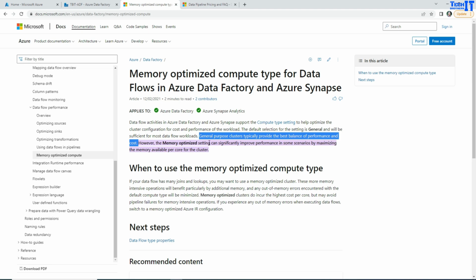However, the memory optimized setting can significantly improve performance in some scenarios by maximizing the memory available per core for the cluster. So it means that if you are using more memory, and in cases where you are using joins and lookups, it's good to use a memory optimized compute type. That's great, but as it is mentioned here, for general purpose, the cost per vCore is less, and for memory optimized, the cost per vCore is more.